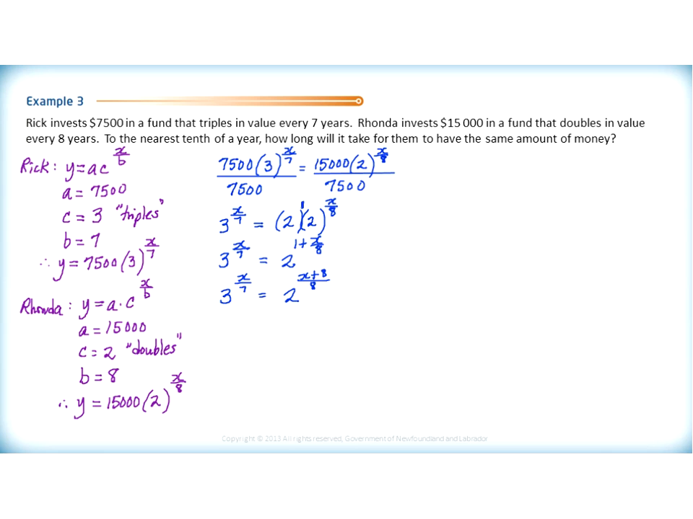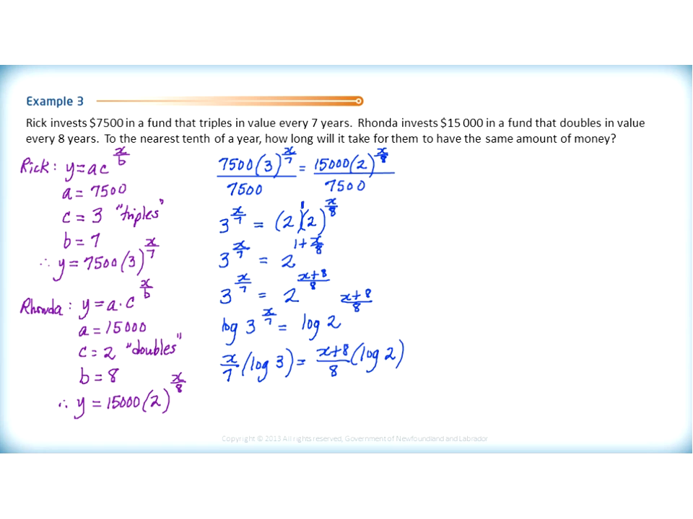Again, we cannot express both sides of the equation with the same base, so we need to take the log of both sides of the equation. And then we can use the laws of logarithms to find our solution. So again, we will use the power law of logarithms. So we move the exponent: x over 7 multiplied by the log of 3 will equal x plus 8 over 8 multiplied by the log of 2.